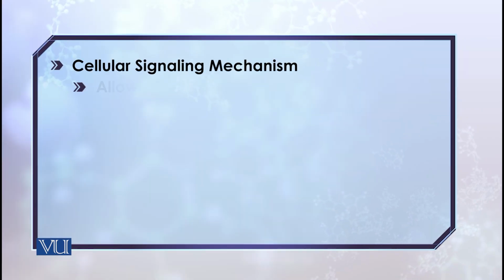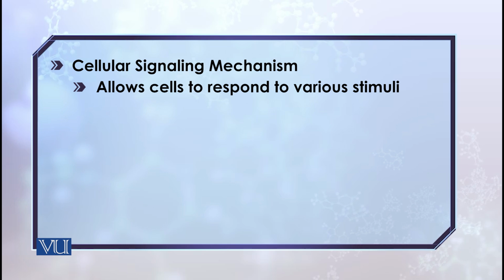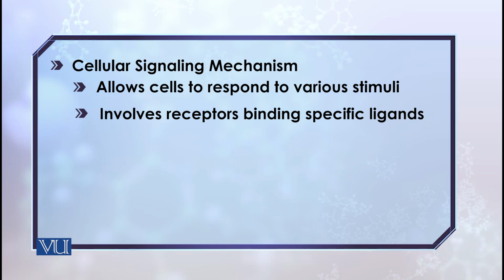Cell signaling, as I have told you, allows the cells to respond to various stimuli, and this is the basic mechanism through which the cell interacts with the environment in which it is living, and the receptor plays a major role in this. This is one of the most important components of cellular signaling.